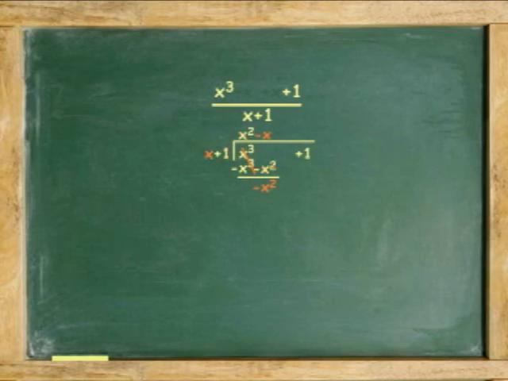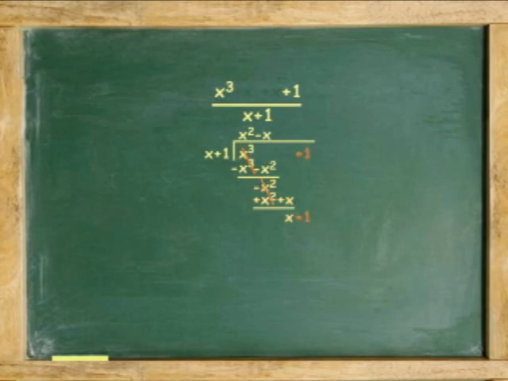Divide again. Negative x squared by x is negative x. Multiply negative x by x plus 1. You get negative x squared and negative x. Subtract. Cancel and bring the positive x down. This is the end of the second cycle.